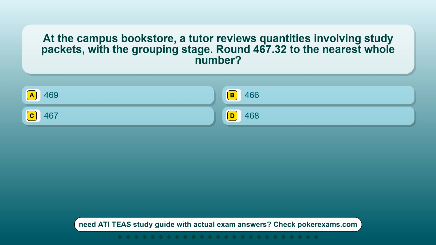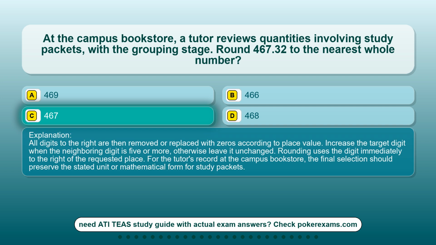Question 2. At the campus bookstore, a tutor reviews quantities involving study packets, with the grouping stage. Round 467.32 to the nearest whole number? Option A, 469. Option B, 466. Option C, 467. Option D, 468. The correct answer is option C, 467.